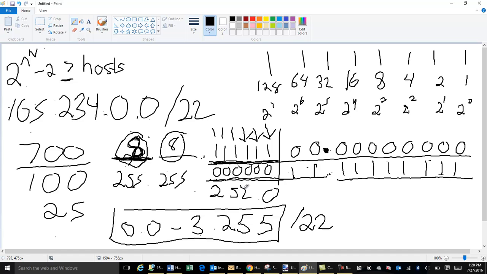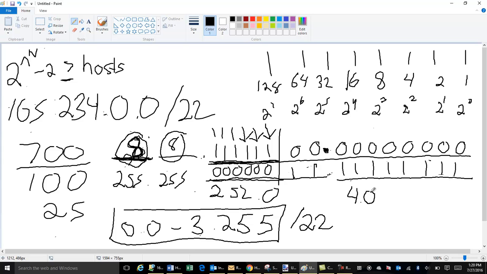Now my next range, where is that going to start off? I can't go to 3.256. I can't have anything higher than 255. So my next range is going to start off at 4.0.